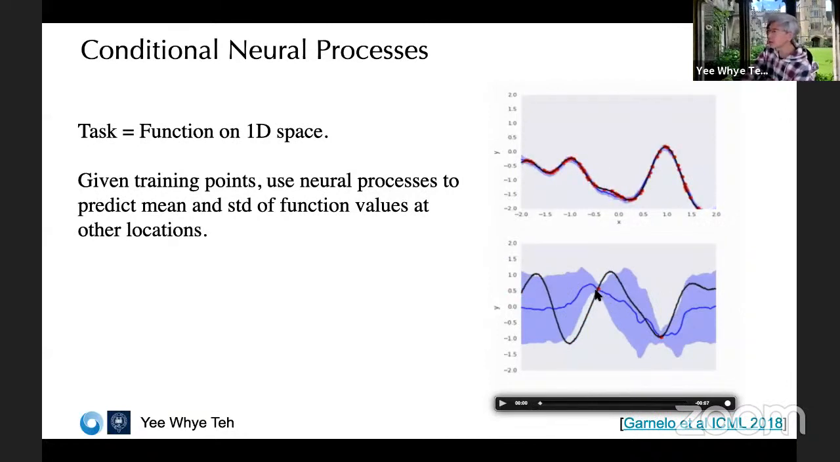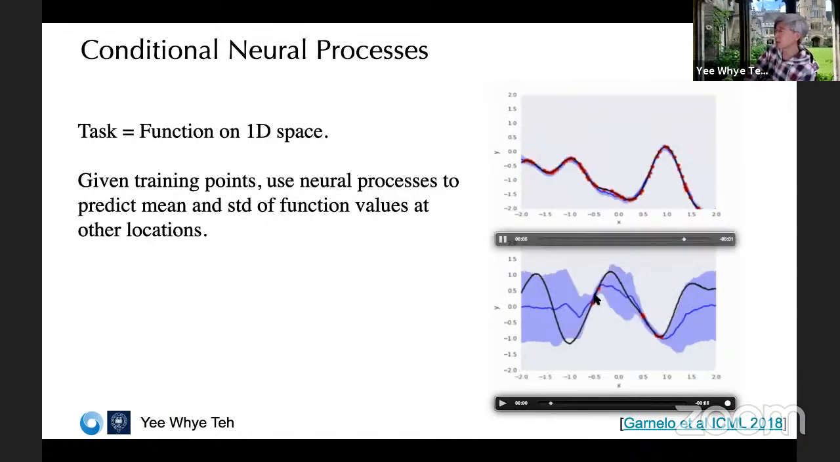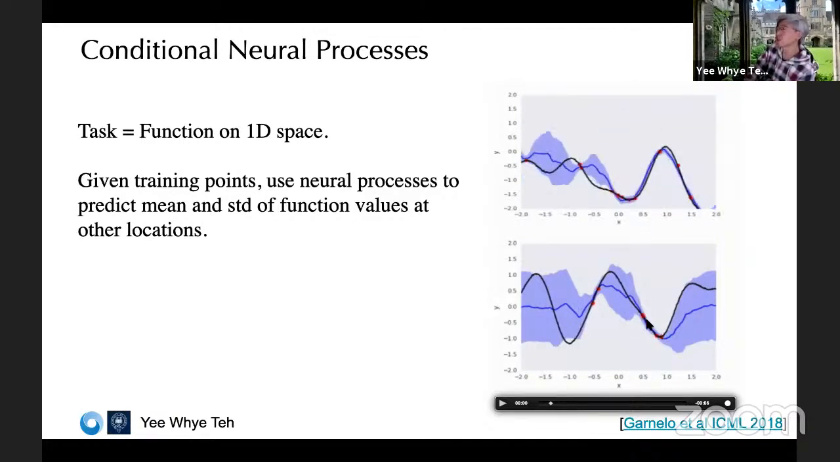Okay, so initially, if we are given a small data set, so here we have two input-output pairs in our training set, then the prediction of the neural process is certain around where the training data is and uncertain away from where the training data is, which is exactly what you'd like to see in the case of a Gaussian process. Okay. And then as we increase the number of training points, so here we have 4 training points, the predictions of the neural process become more certain around where we have training data and less certain away from where we have training data.